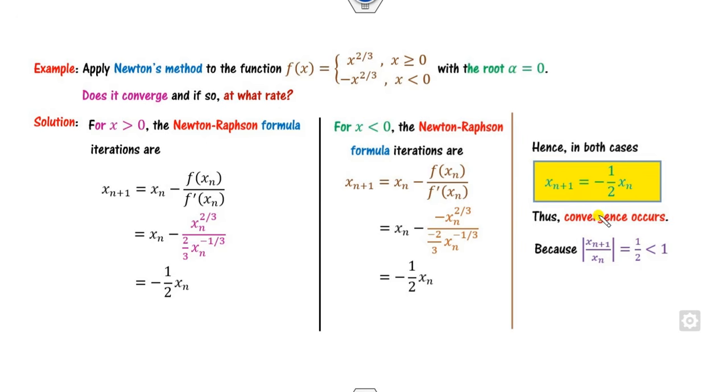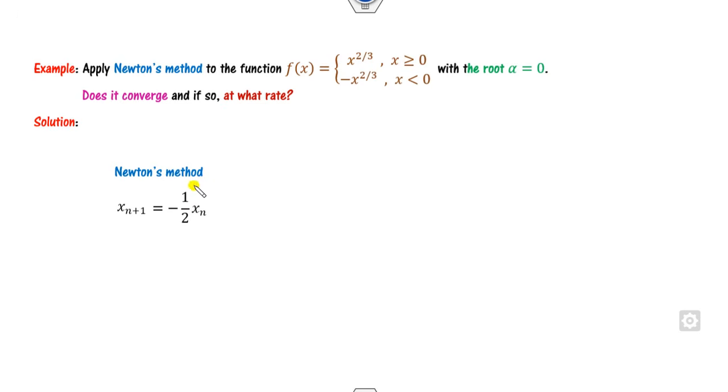Now we can find, once it's convergent, our target is to find at what rate, whether it's a quadratic rate of convergence, linear rate of convergence, or others. From both the cases we can observe that x_{n+1} is here. Since our target is to find the rate of convergence, we need to express it in terms of error, that is x_n minus alpha, where alpha is my 0. It is already given that alpha is 0. That means we need to write each term where x_n appears in terms of x_n minus 0.